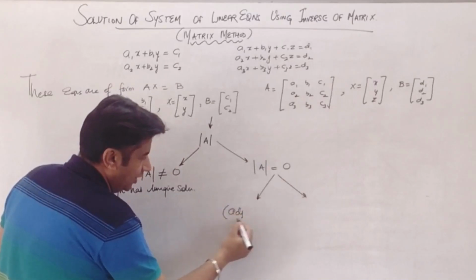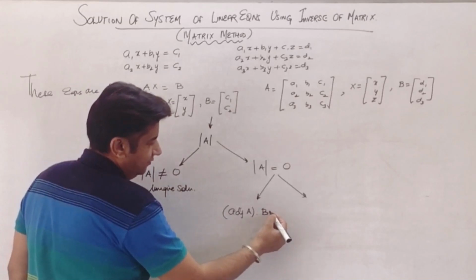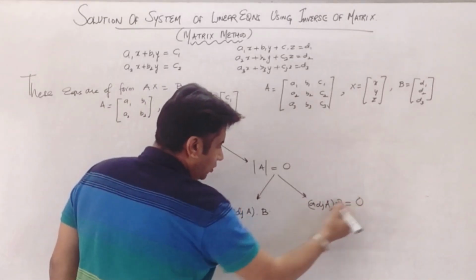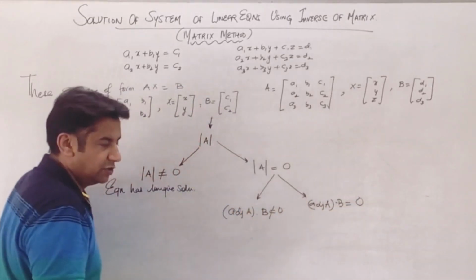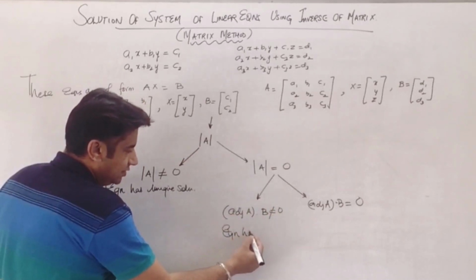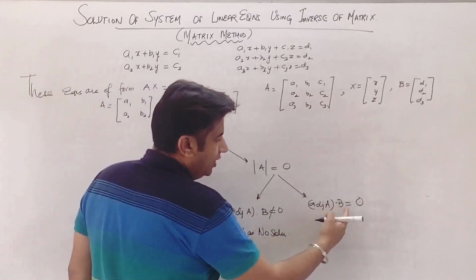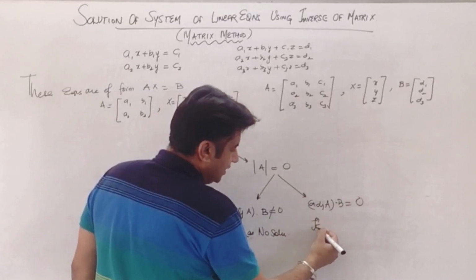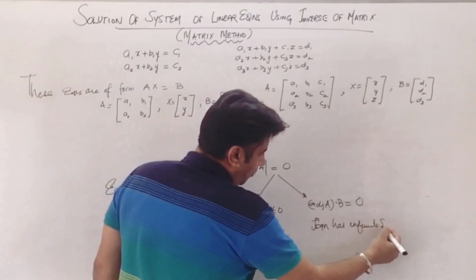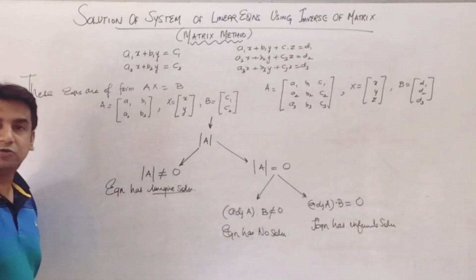First of all, you will calculate adjoint A. If you multiply adjoint A with B, either it is equal to 0 or it is not equal to 0. If adjoint A into B is not equal to 0, the equation has no solution. And if adjoint A into B is equal to 0, then the equation has infinitely many solutions.